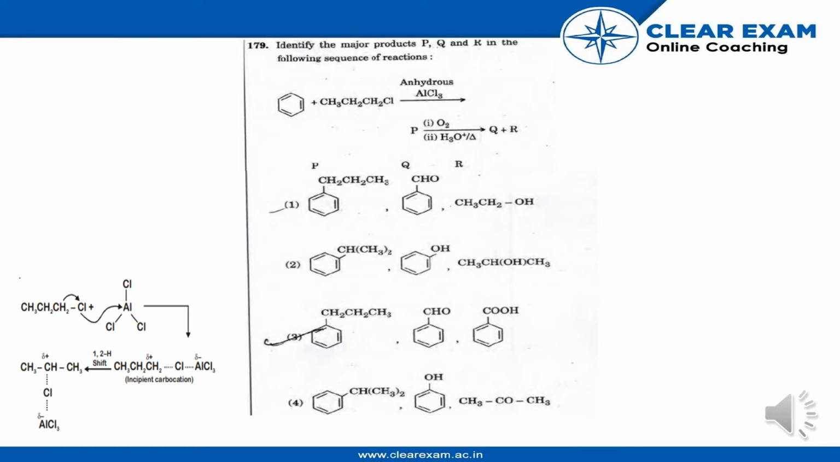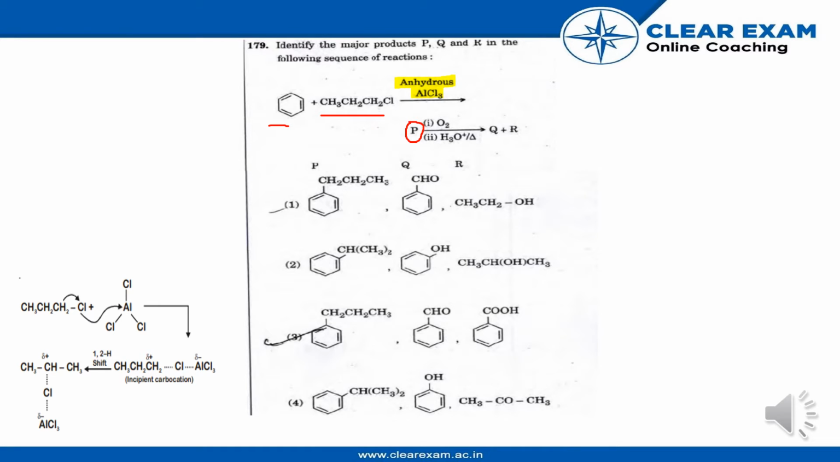Identify the major products P, Q, R in the following chain reactions. So first of all, we are given a reaction that is benzene plus CH3CH2CH2Cl, and we are reacting it with anhydrous AlCl3. So this is the anhydrous AlCl3 which is being used in this reaction. Then we are getting this product P.